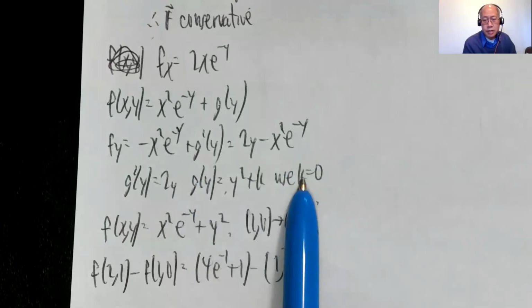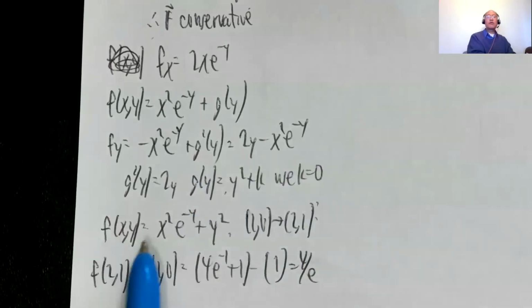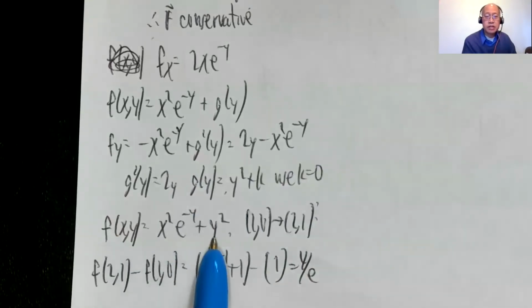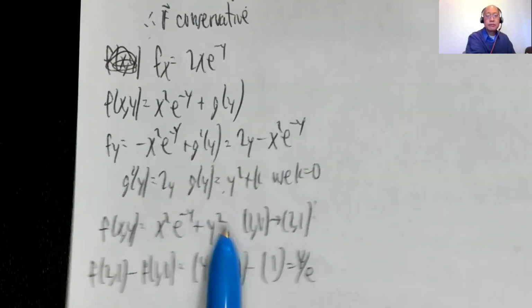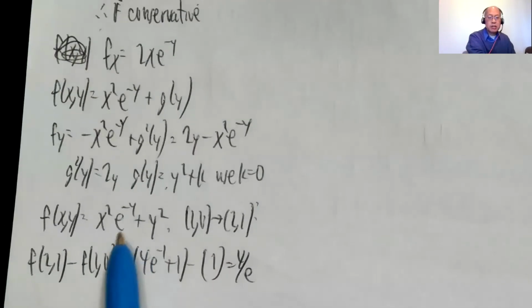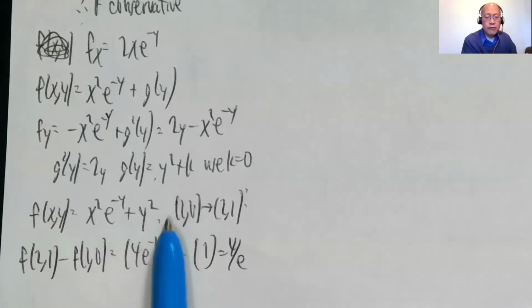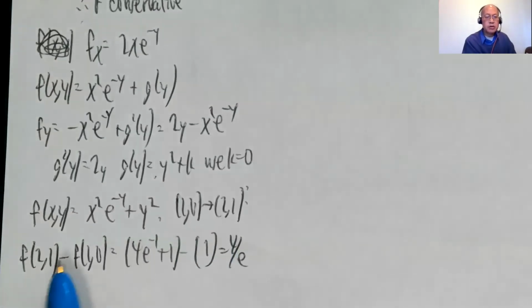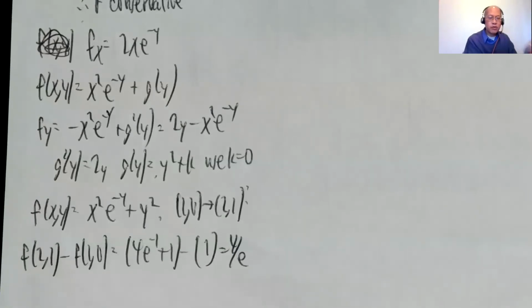Guess what k I'm going to use? 0. So that means f of x, y is x squared e to the negative y plus y squared. Okay, double check the gradient of this is this. Partial with respect to x is that. Partial with respect to y is that. All right, now I'm going from 1, 0 to 2, 1. So plug in, f of 2, 1 minus f of 1, 0.